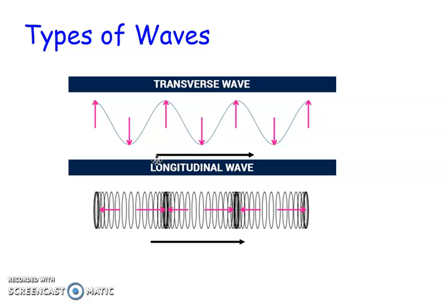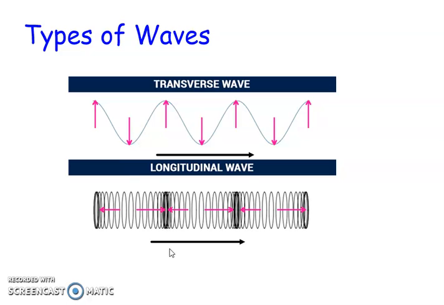In the case of a transverse wave, the direction of the particle motion is perpendicular to the direction of the wave motion. The wave in this case is transferring from left to right, but the particles are going up and down. This is like taking a spring and shaking it up and down.